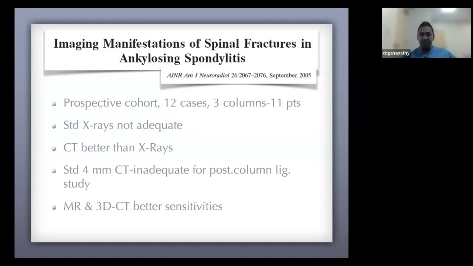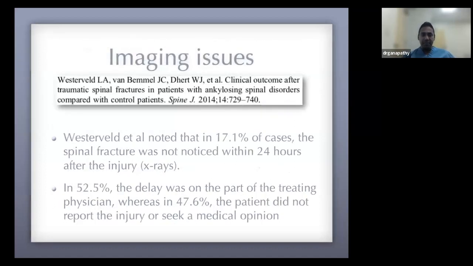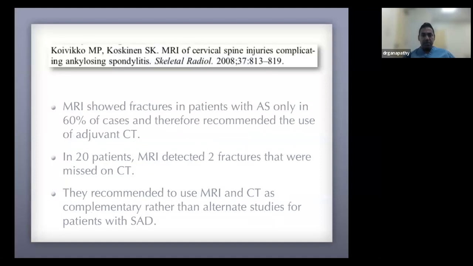MRI. Very similar to the ortho residents or fellows here, if you had a fractured hip, or at least a suspicion of it, and you can't demonstrate it on an X-ray or a CT, you go for an MRI. Very similar principle. The imaging issues, I think we just talked about this, so I'm just going to skip it. Let's get to more relevant points. So in essence, all these papers talk about the fact that MRI is more sensitive and therefore is recommended as an adjuvant.